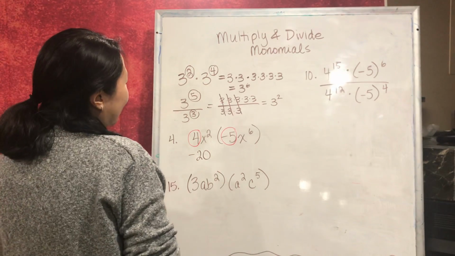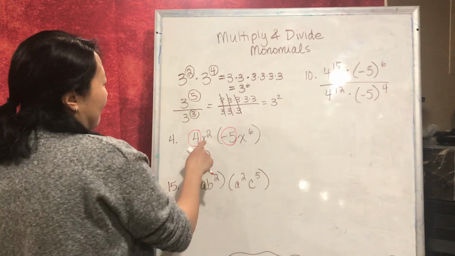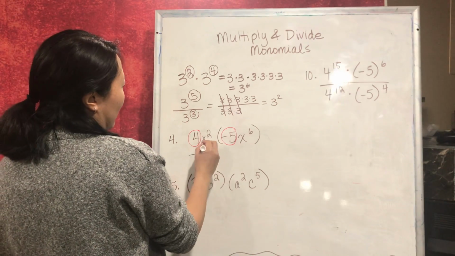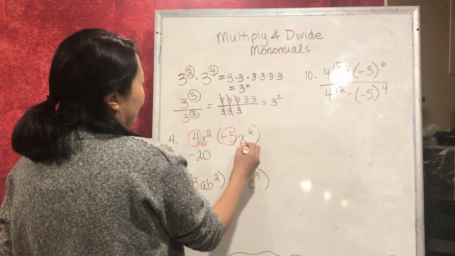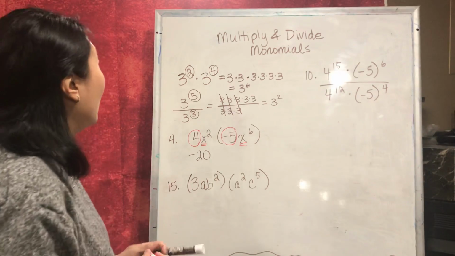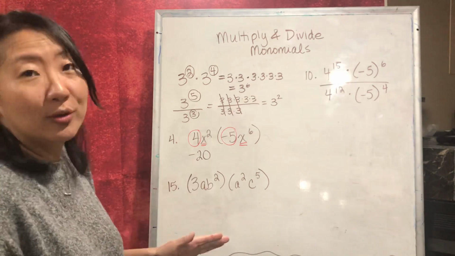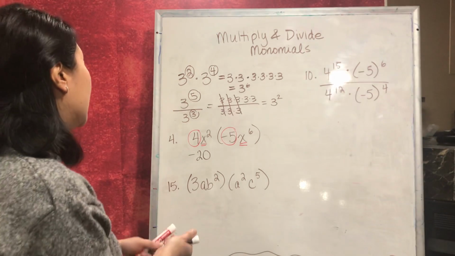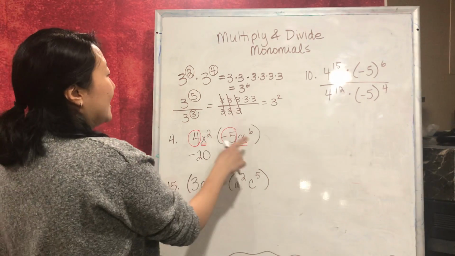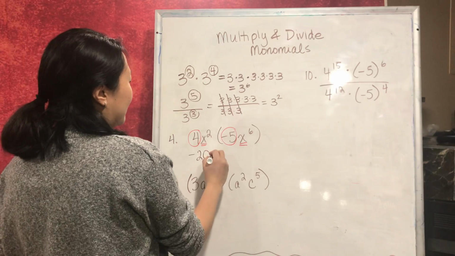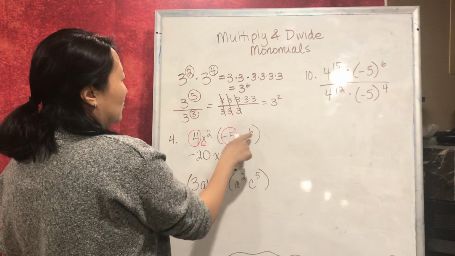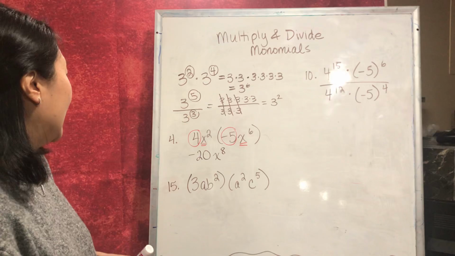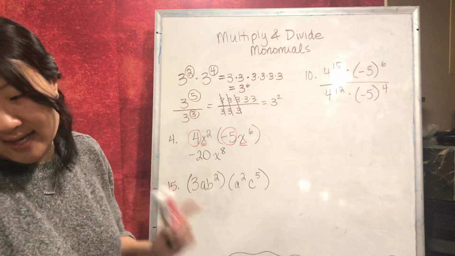And then I check to see if I have matching bases, which I do here. I have x squared and I have x to the 6th. Remember what we said earlier: if you multiply with the same base, all you do is add the exponents. So x squared times x to the 6th would be x to the 2 plus 6, which is 8. So my answer is negative 20x to the 8th.